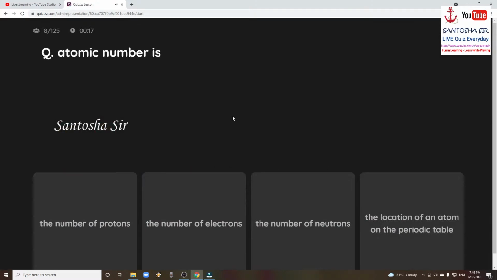Atomic number is... What is atomic number? The number of protons, the number of electrons, the number of neutrons, the location of an atom on the periodic table.